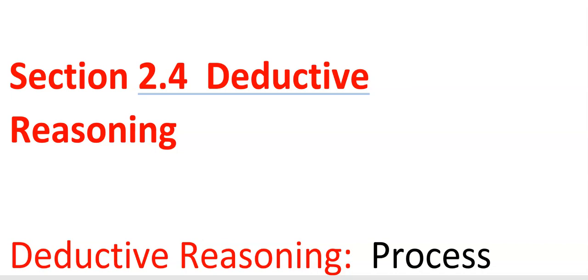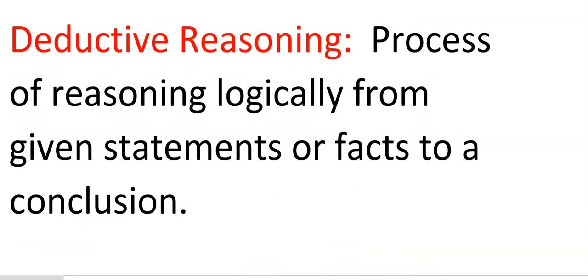So today we're looking at section 2.4, deductive reasoning. This is something that you probably have not thought of in math before, so it is going to be something that is truly different for you. Deductive reasoning definition: it's a process of reasoning logically from given statements or facts to a conclusion. So you start out with a statement, you're going to use facts and things that you know, you're going to come to a conclusion, which makes sense, but maybe not so much in a math class.